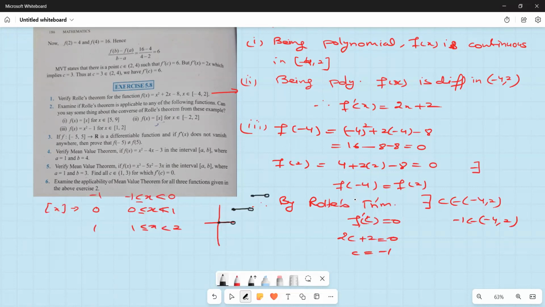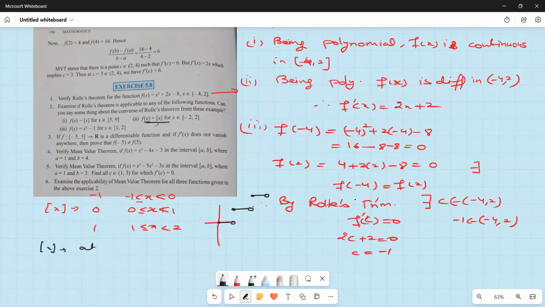So this function is not continuous at every integral value. So what will you write? As greatest integer function x is discontinuous at every integral value, therefore first condition is not applicable. So Rolle's theorem is not applicable. Same you can say for this also, because these functions are not continuous as well as differentiable.